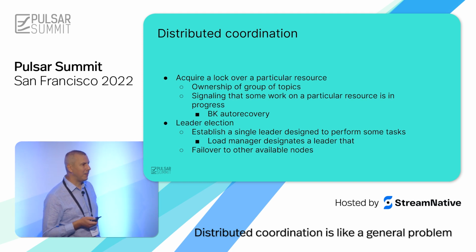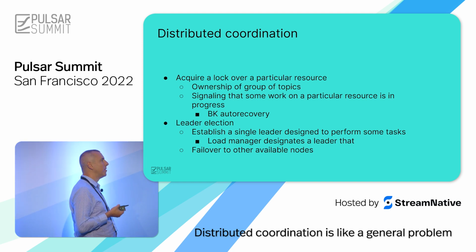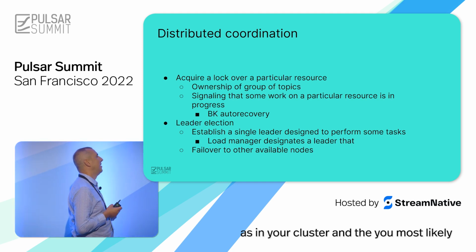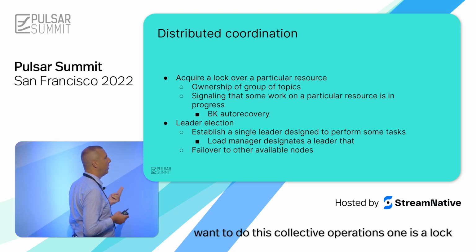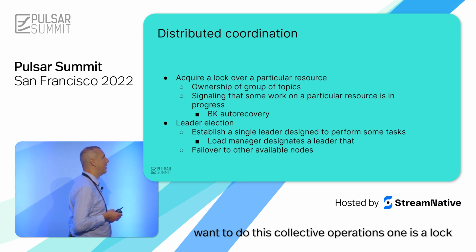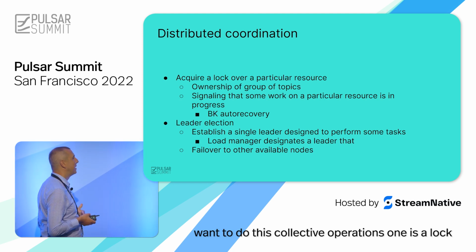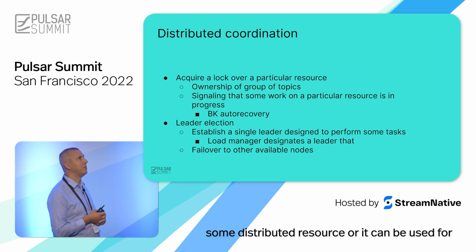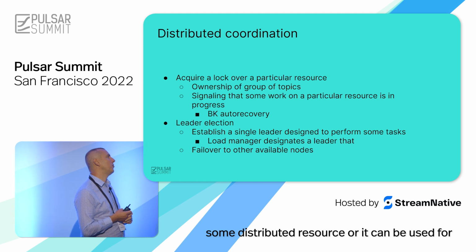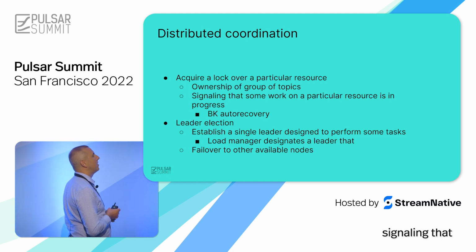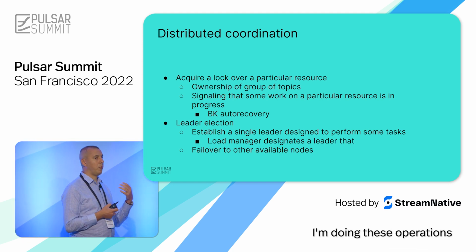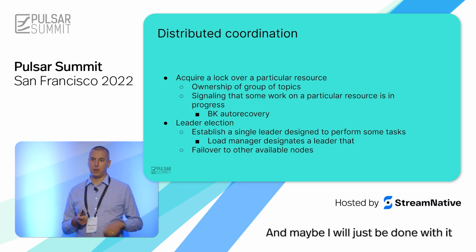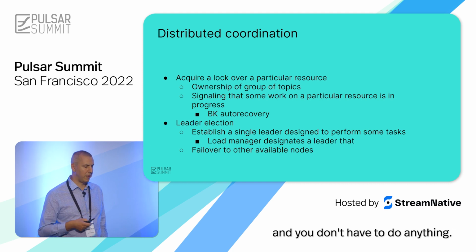Distributed coordination is a general problem in distributed systems, as in you have a cluster and you most likely want to do these two operations. One is a lock. A lock can be used for acquiring ownership over some distributed resource, or it can be used for signaling that I'm doing these operations, so someone else shouldn't be doing that until I'm done, and maybe I will just be done with it, and you don't have to do anything.